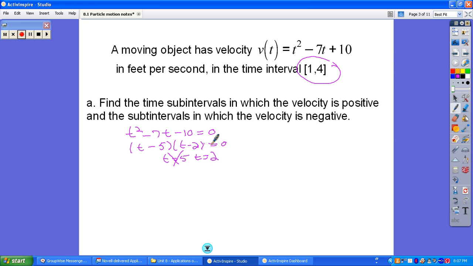Then to figure out what's happening between 1 and 2 and 2 and 4, we can make a sign chart where we have v of t, and we put our 0 on there. And we're going to try values less than 2, and then greater than 2, but less than 5. So if you plug in 1 into your velocity function, we get out 4, so the velocity is positive. And if we plug in 3, we get out negative 2, so the velocity is negative, which means the particle is moving to the right.